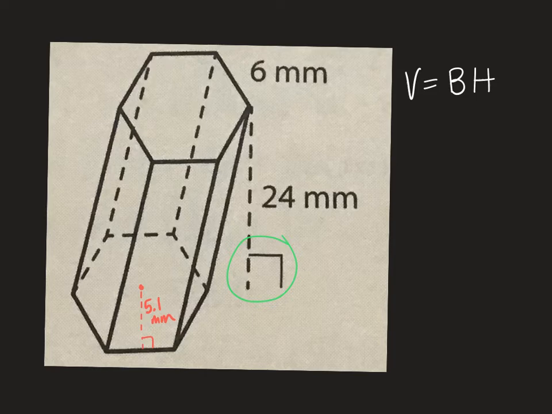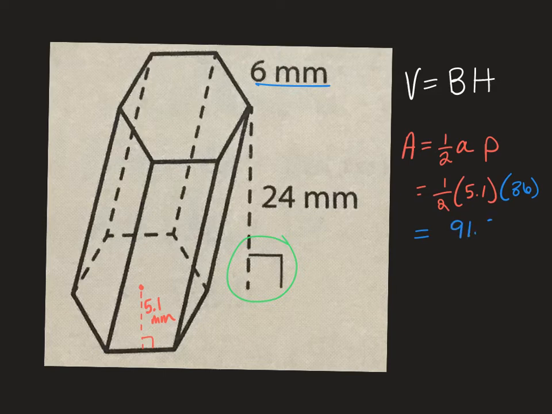So area of the base, this is a regular hexagon. I had to add in the apothem, and I'll make sure on the homework that you guys have the apothem for all of the ones you need. So the area of that regular hexagon is 1/2 times apothem times perimeter. So we've got 1/2 times 5.1, and the side length is 6, and there are 6 sides, so our perimeter is going to be 36. Then you're going to multiply those things together, and that will give you 91.8. Right, so that's your area of the base.